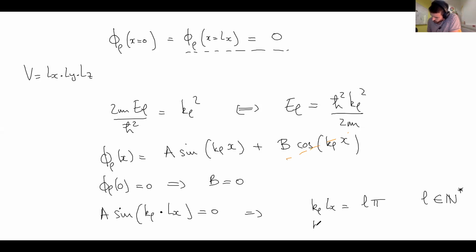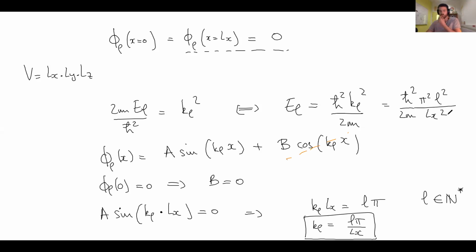And this is equivalent to saying that the wave vector is Lπ over Lx. So this is quantized. And it says here that the energy is ħ squared over 2m times π squared L squared divided by Lx squared. So we have identified the energies of the problem and the solution here, the wave function. We can normalize it though. So let us finish.